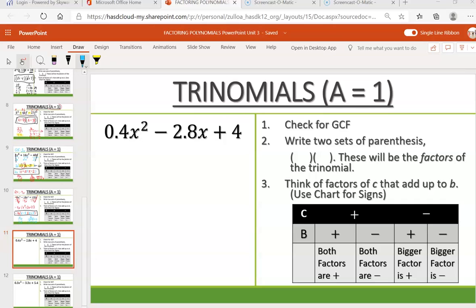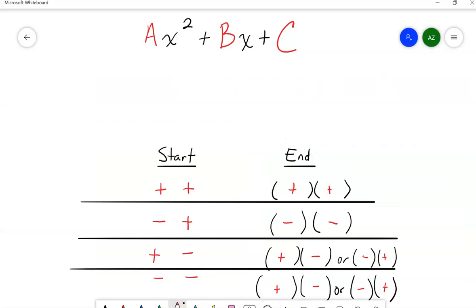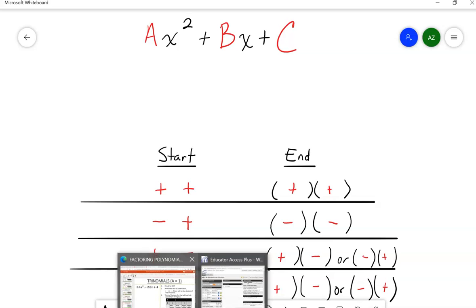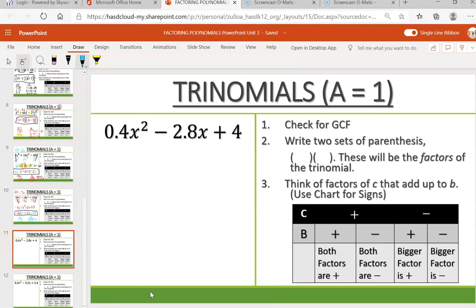So what we're going to look at before we even get started is our sign rules. Again, these are our sign rules for putting signs into our parentheses when we're factoring. Just like in the last two examples in the last video, our greatest common factor is actually going to be our leading coefficient.